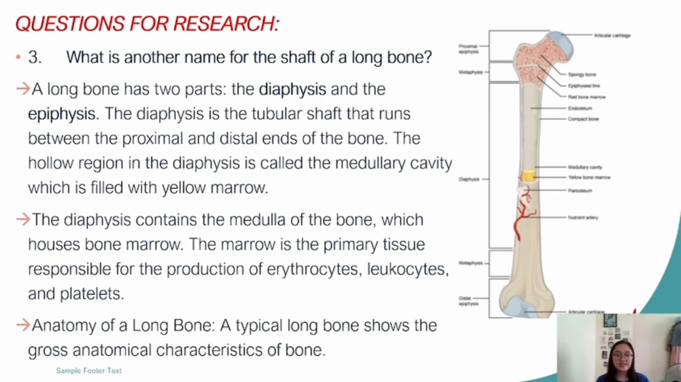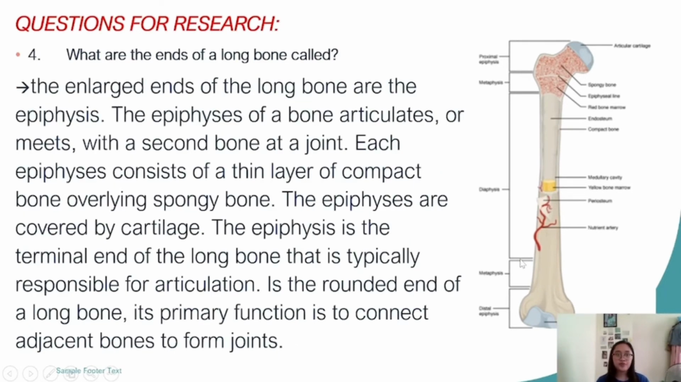Anyways, diaphysis contains the medulla of the bone, which houses bone marrow. The marrow is the primary tissue responsible for the production of erythrocytes, leukocytes, and platelets. Anatomy of a long bone is a typical long bone shows the gross anatomical characteristic of bone. Ito po siya. Number 4. What are the ends of a long bone called?